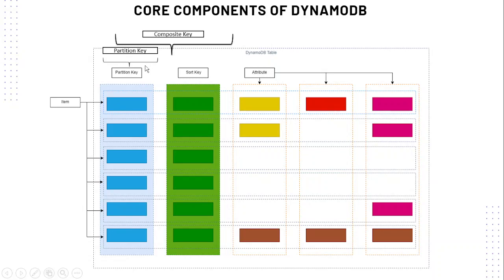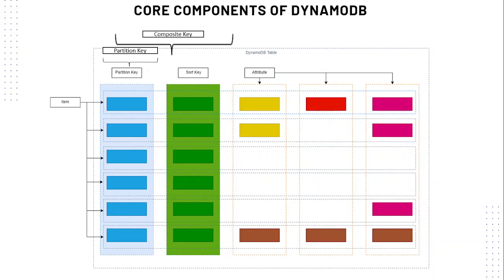The partition key is basically a single attribute that is used to identify each item. If we think about users data, user ID could be a partition key. Or let's say student ID could be a partition key. The partition key is also known as the hash key, because DynamoDB uses the value of this partition key as an input to an internal hash function, and whatever output comes from that internal hash function will determine where the item will be stored.